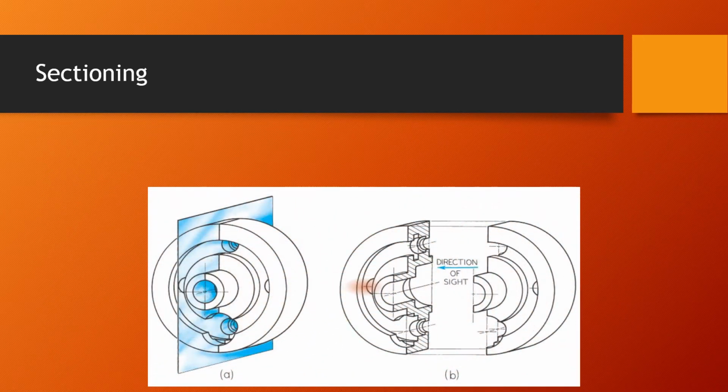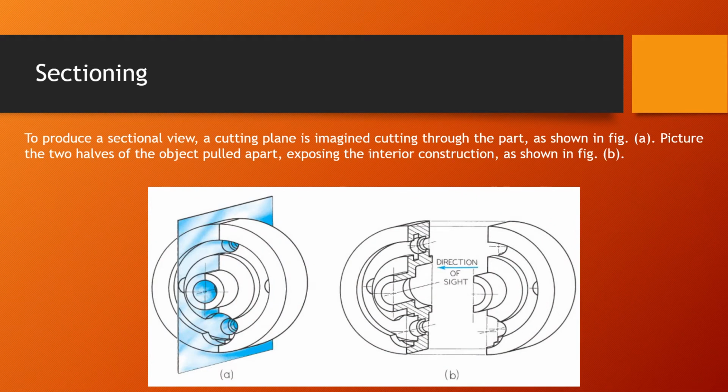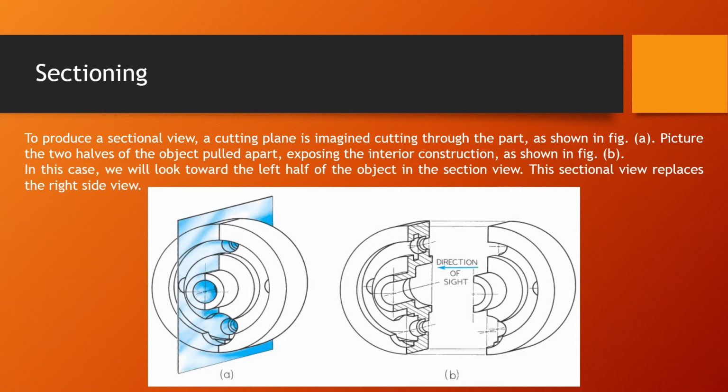Sectioning. To produce a sectional view, imagine a cutting plane cutting through the part as shown in figure A. Picture the two halves of the object pulled apart, exposing the interior construction as shown in figure B. In this case, we will look toward the left half of the object in the section view. These sectional views replace the right side view. We cut the object into two pieces, and the direction of sight is this side, and you can see the arrow on the right side.